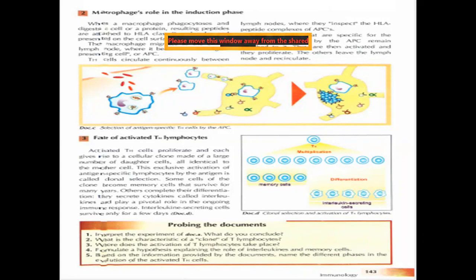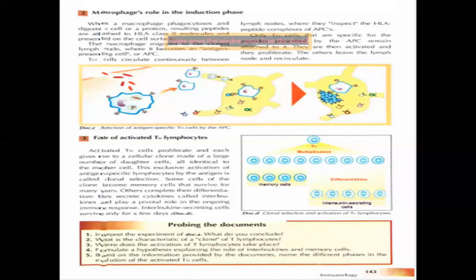APC, antigen presenting cell. T helper, TH, cells circulate between the lymph nodes where they inspect the HLA peptide of the APC. Only T helpers that are specific for the peptide presented by the APC remain intact, and then they are activated and proliferate. Pay attention to the T helper. T helper cells have an important role: they determine whether the type of the immune response is going to be specific humoral or specific cell mediated.